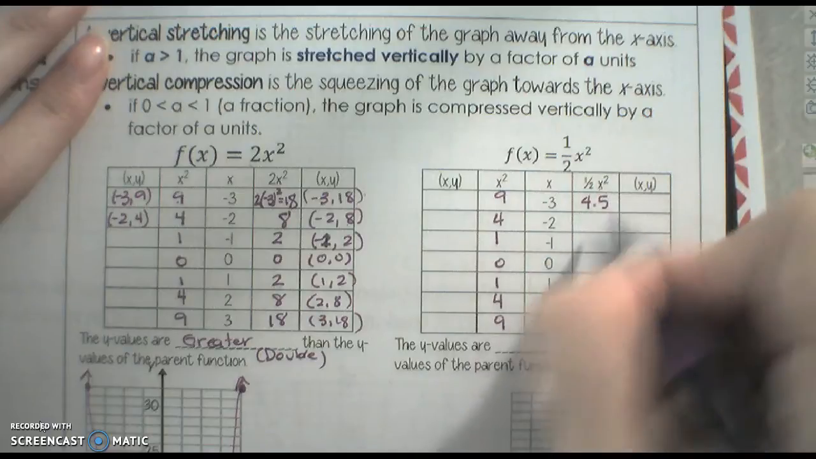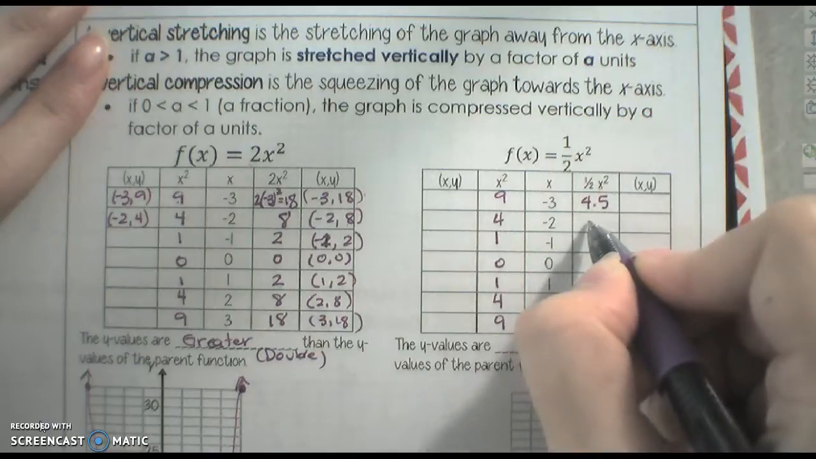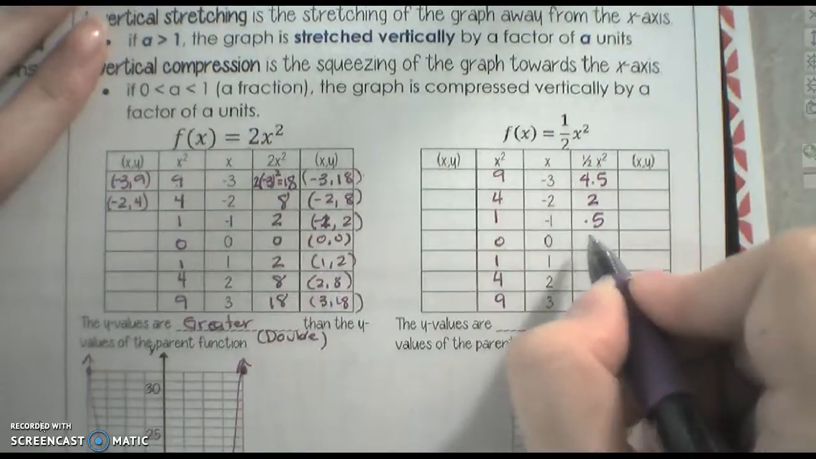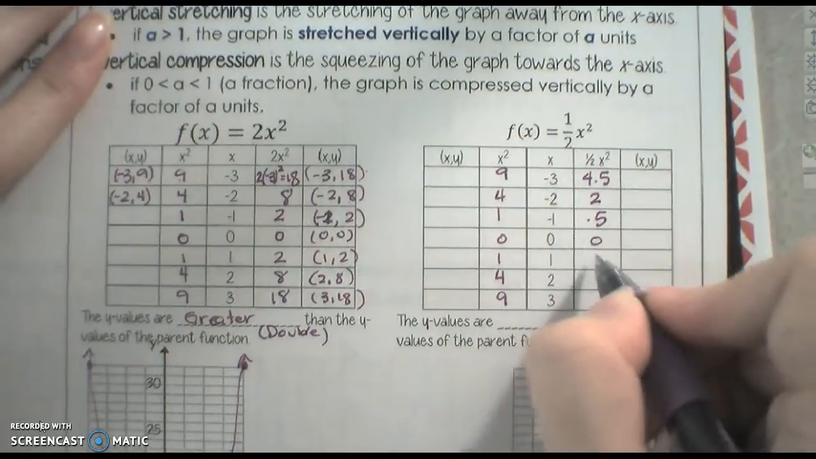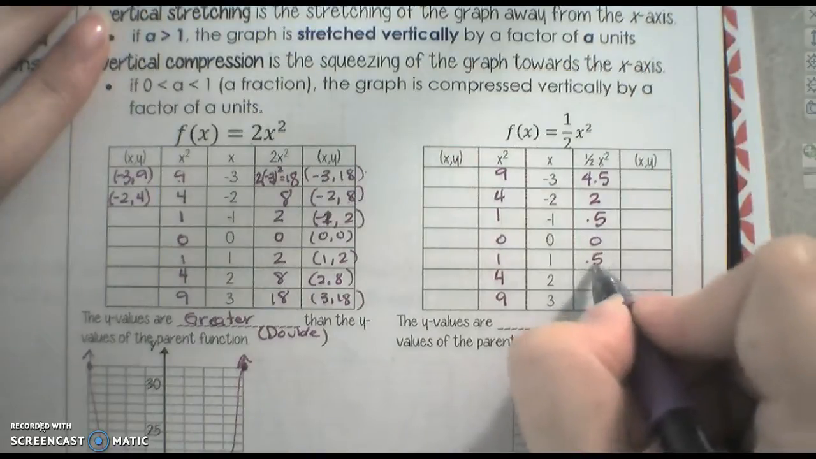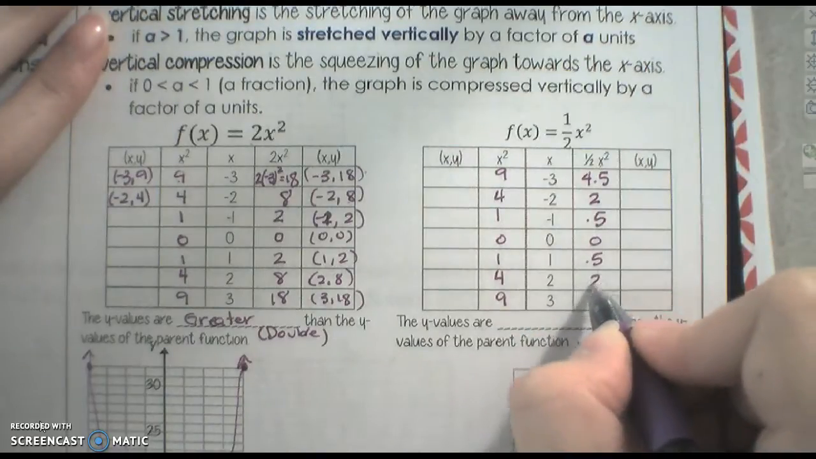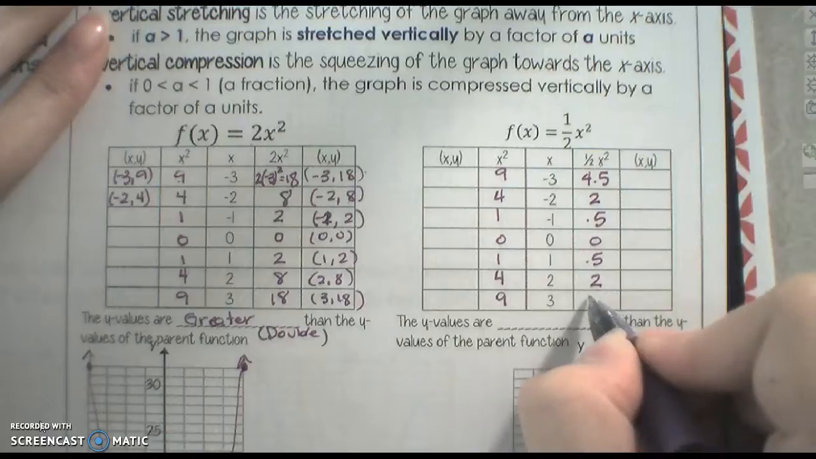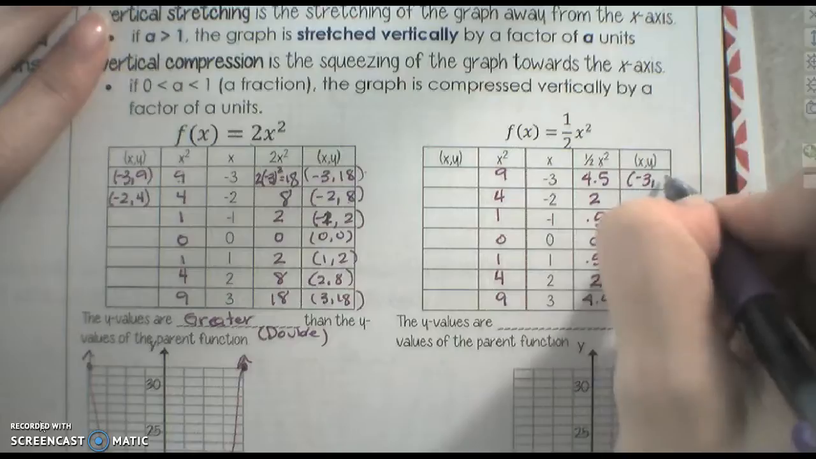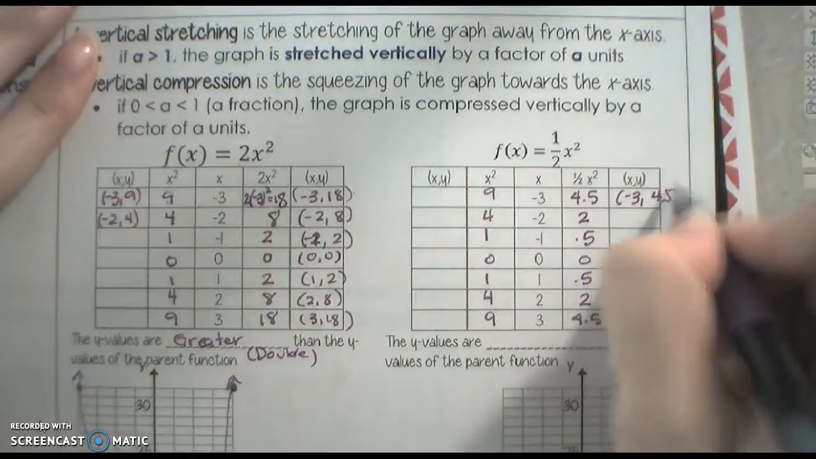Yep, 4.5. Negative 2 squared is 4. Cut that in half. That's 2. Negative 1 squared is 1. Cut that in half. That's half. Put 0.5. 0 is 0. 1 squared is 1. Cut it in half. 0.5. 2 squared 4. Cut it in half. 2. 3 squared 9. Half of 9, 4.5. So we're going to plot these points and see what happens.